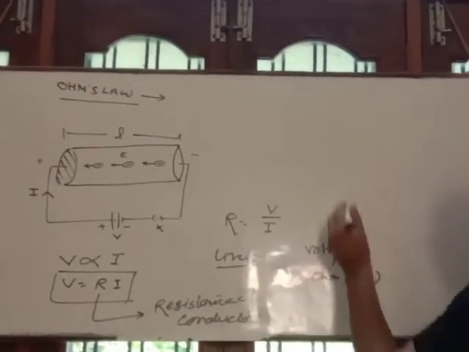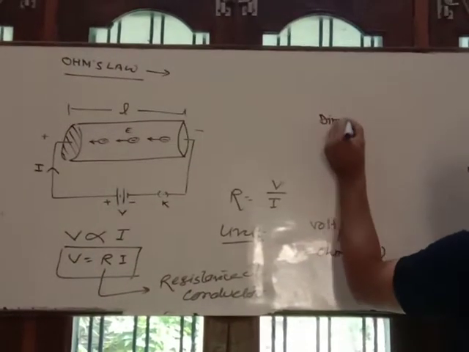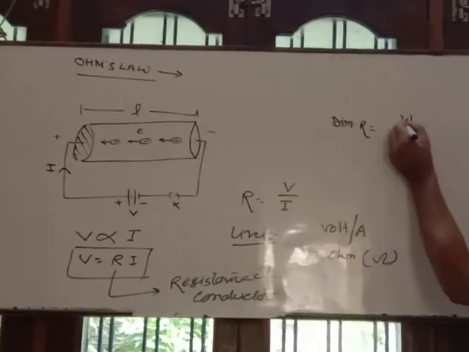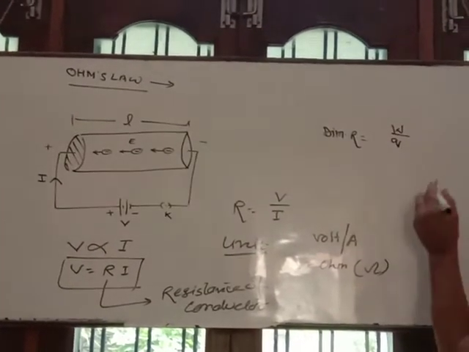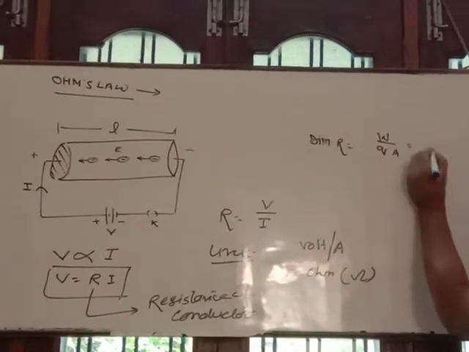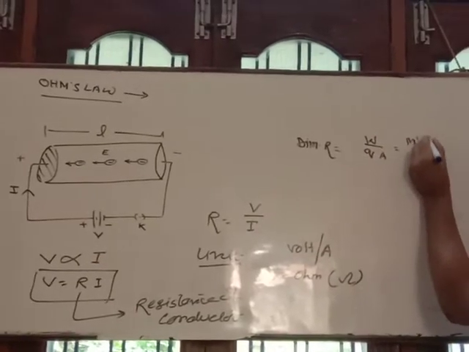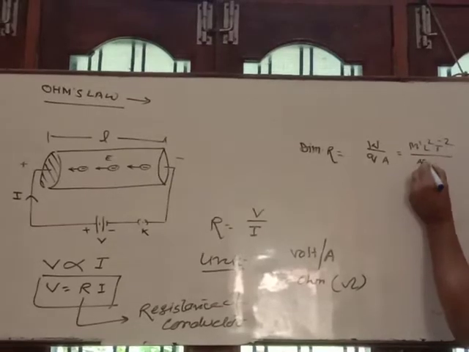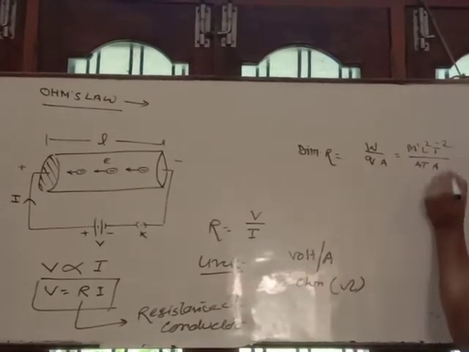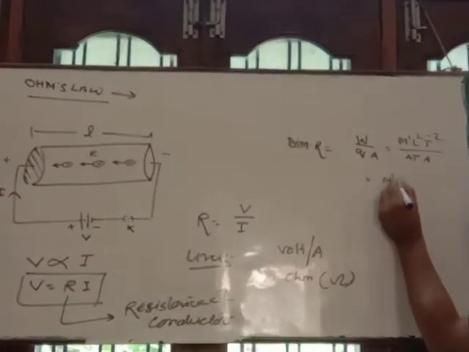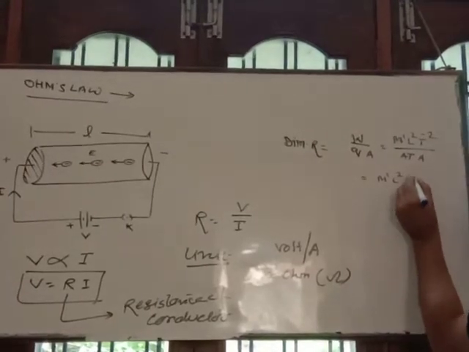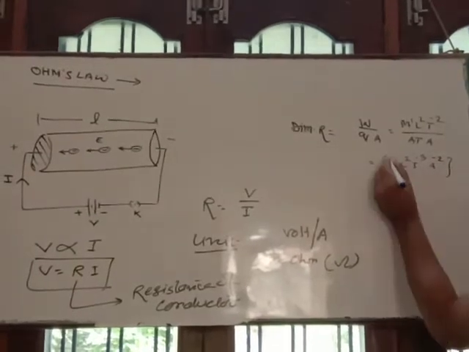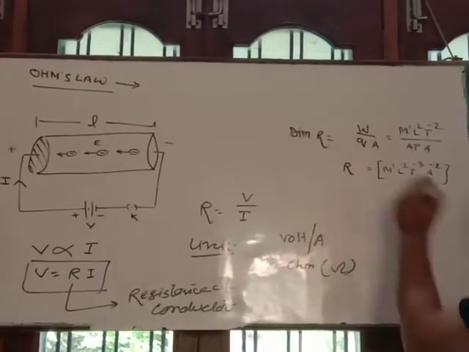Clear? And what is the dimension of R? The dimension of V is work upon charge, and charge is current into time. Dimension of work is M1 L2 T minus 2. So the dimension becomes M1 L2 T minus 3 A minus 2. This is the dimension of resistance.